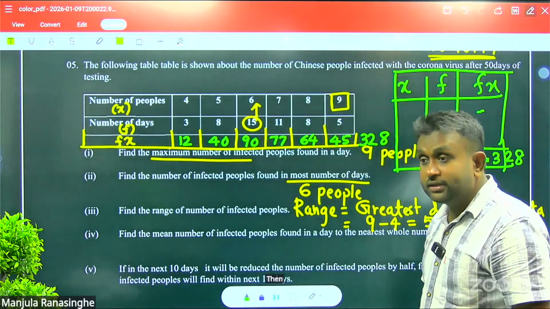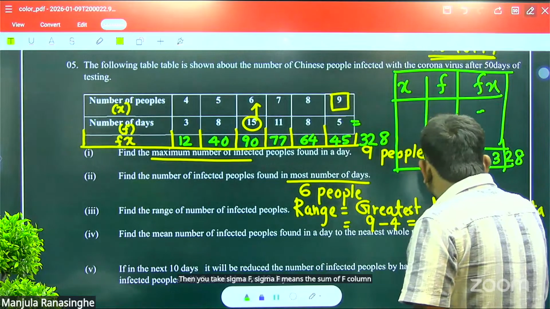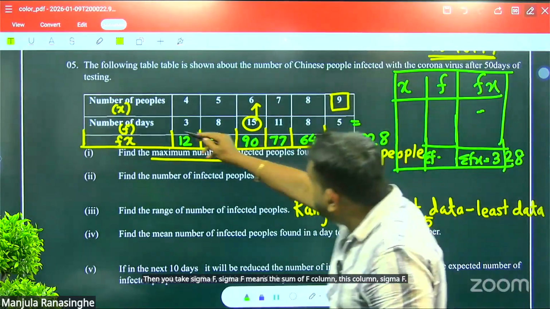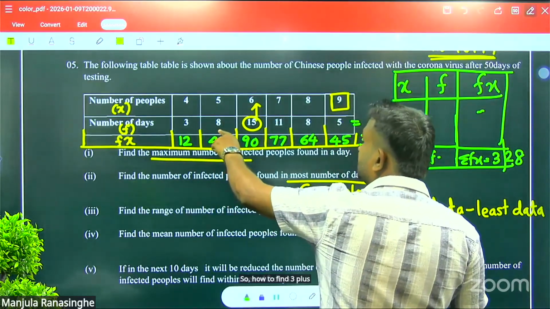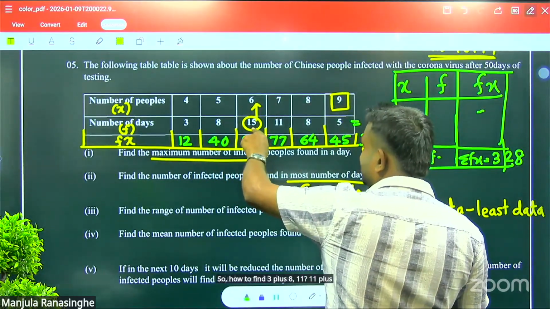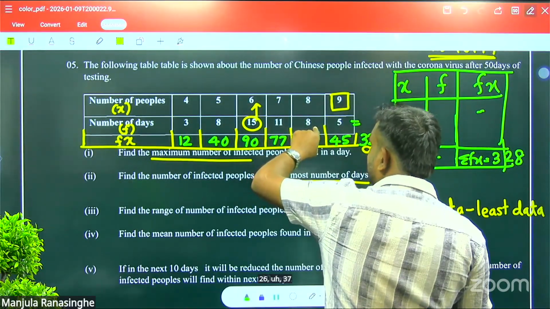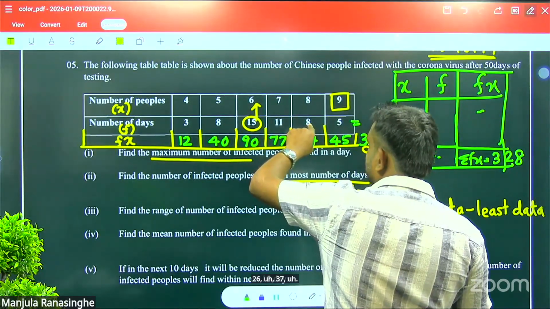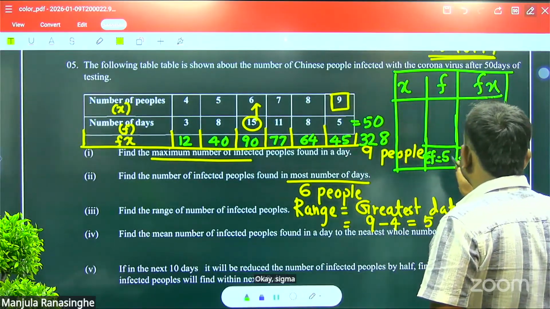Then you take sigma f. Sigma f means the sum of the f column. This column, sigma f. Right? So how to find it? 3 plus 8, 11. 11 plus 15, 26. 26, 37. 8, 37, 45. Plus 5, 50. Okay, sigma f is 50.